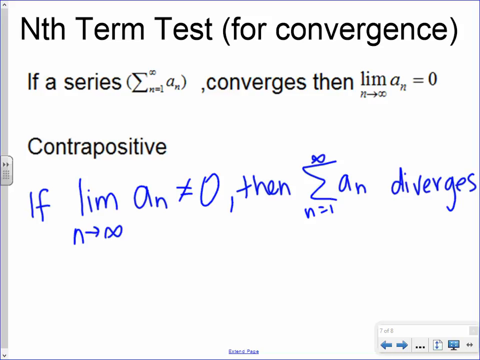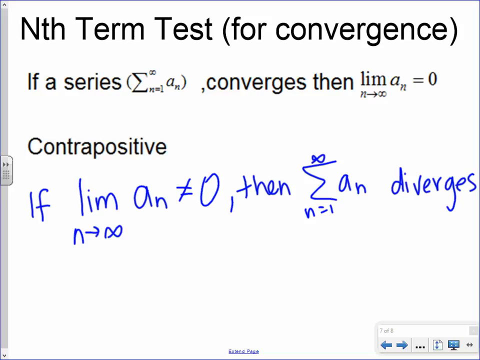Okay, so we took this sentence, we flipped it around and negated both pieces of it. We took if B then A, we took if A then B and wrote if not B then not A. So if the limit is not 0, then the series diverges. That is what you are going to think about first. You are going to look at the limit of your sequence. If it's not 0, then automatically we know that it diverges and we're done. If it is 0, then we can consider other tests.